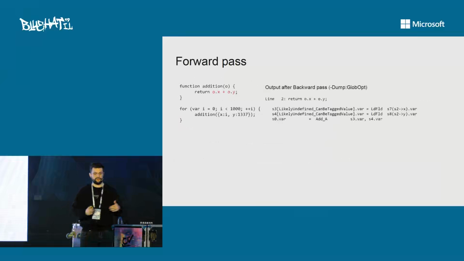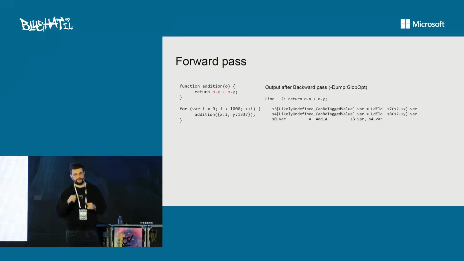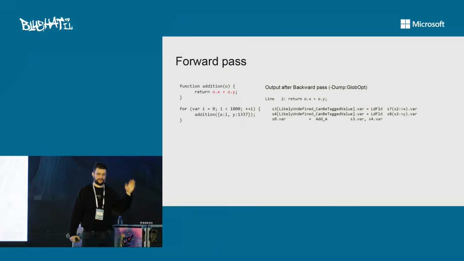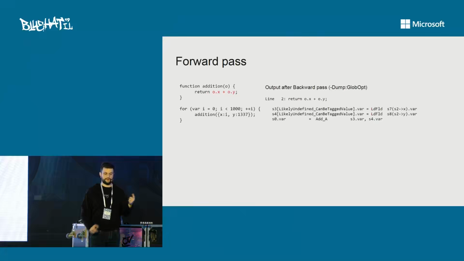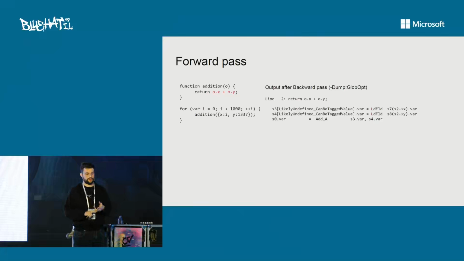And here I have an example that I want to walk you through. It's really minimalist, but it gives you a feel of how things are performed in the forward pass if you want to look at the code yourself. And this is also what you will see in other engines to some extent. So here I have the same function, addition with an object, and on the right we have the intermediate representation of that function, which is basically 3 intermediate instructions: two load fields, load property X, load property Y, and add the two together.